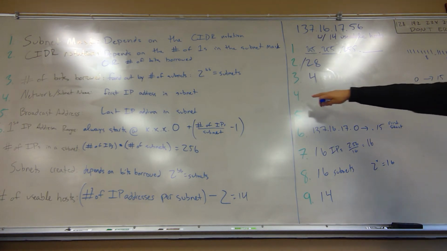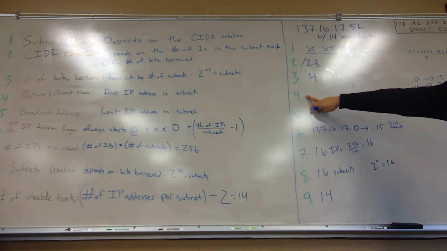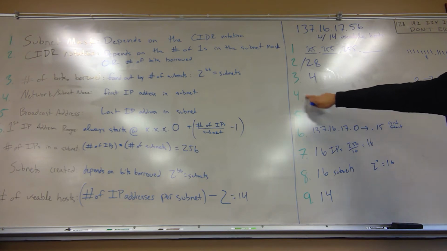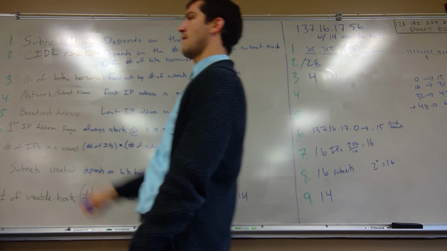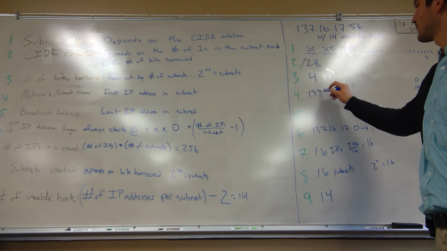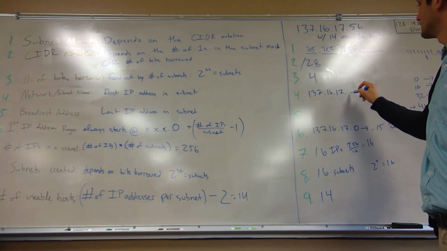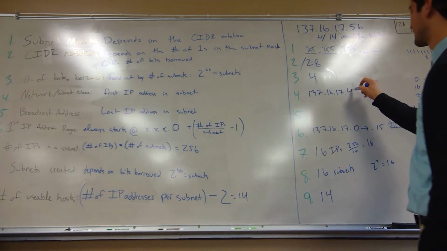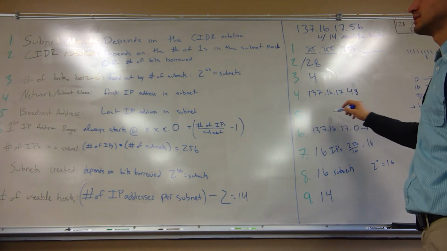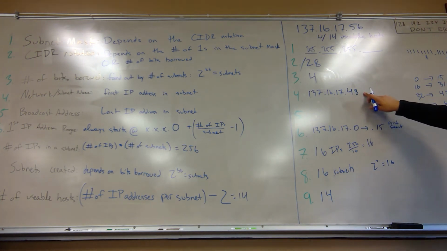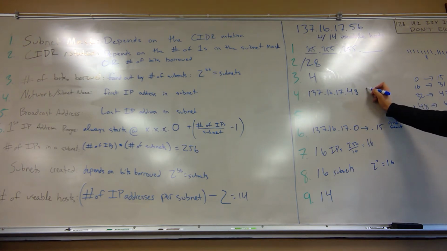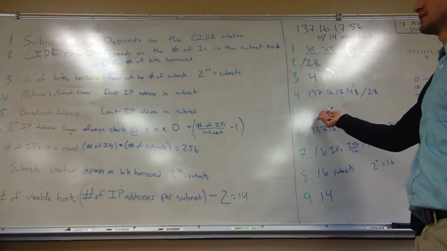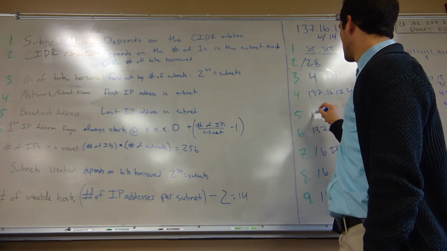So what is going to be our network or our subnet name? 137.16.17.48. There we go. You got it. And then, with the network name, we need something else: /28. And then what is the broadcast address? 64.